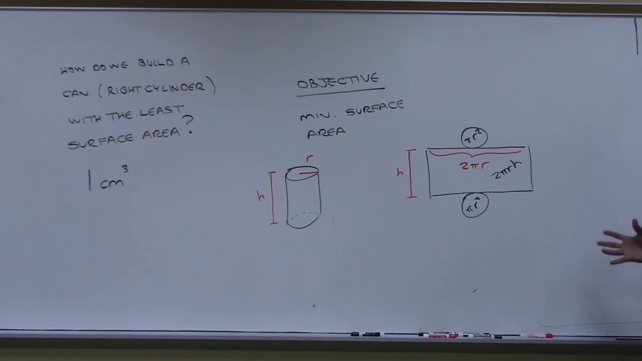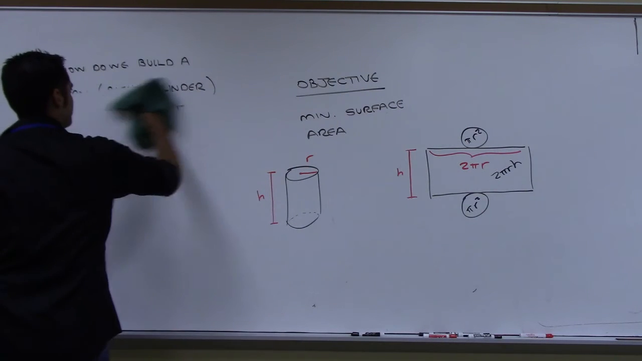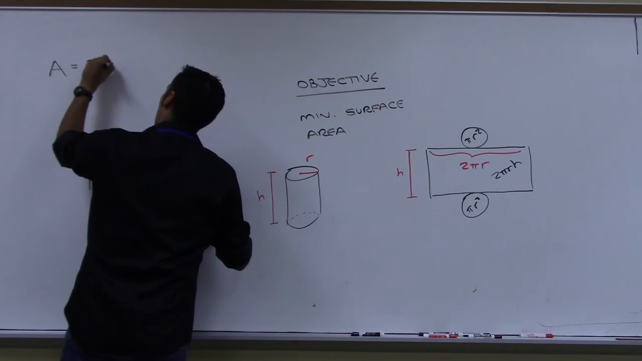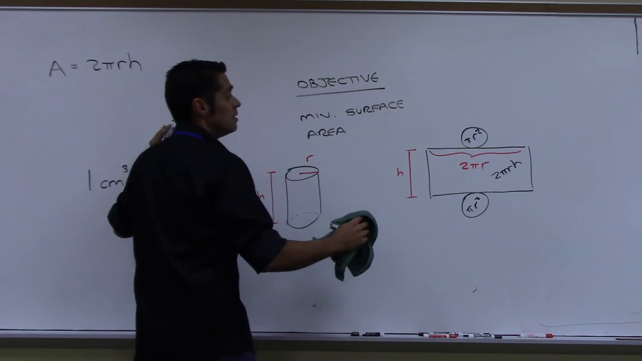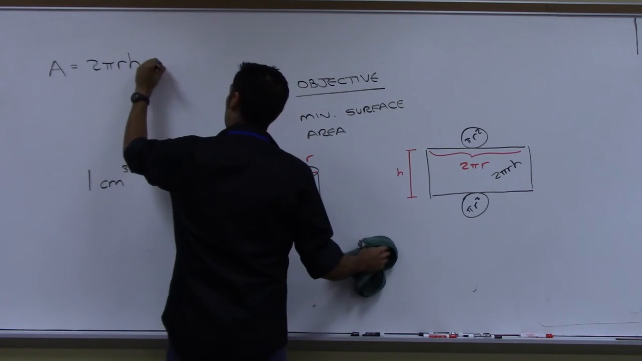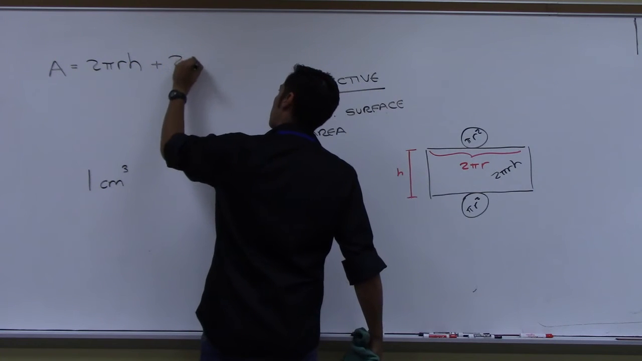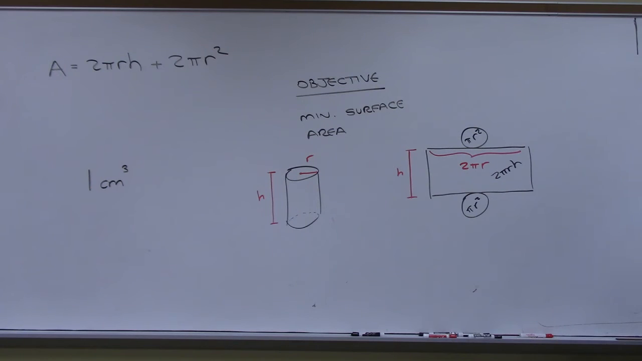So what's the total surface area of the whole can? The area is 2 pi rh plus pi r squared plus pi r squared, which is 2 pi r squared. Now, you can look that up in your book if you want. That's the formula you'll see. Okay?